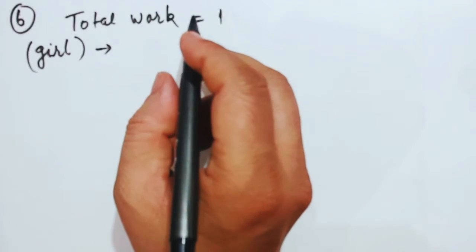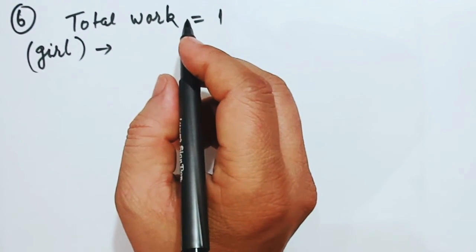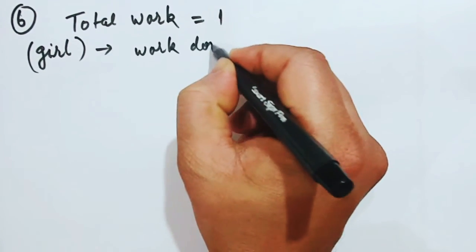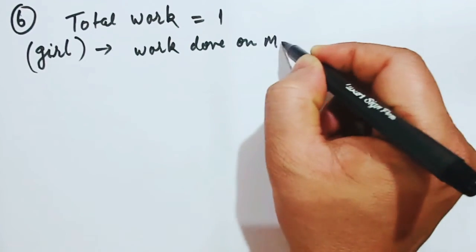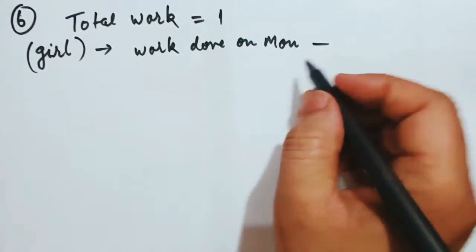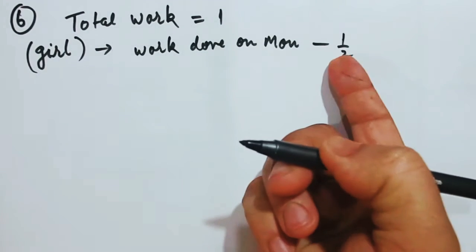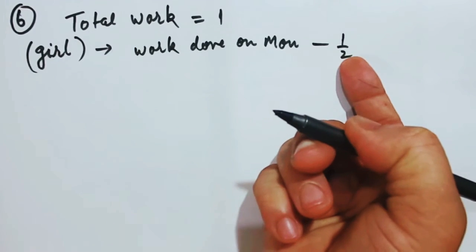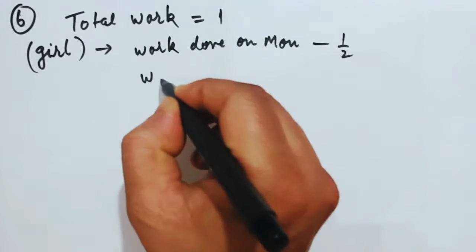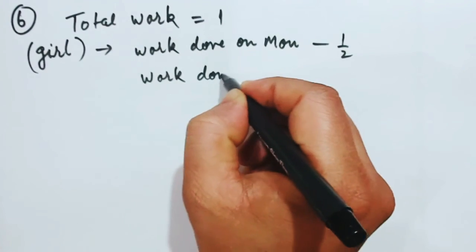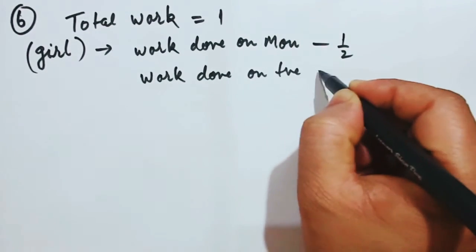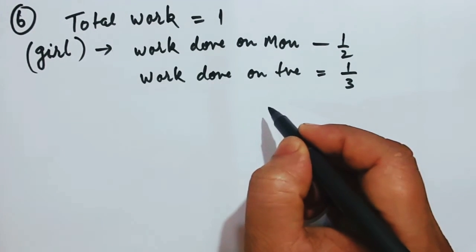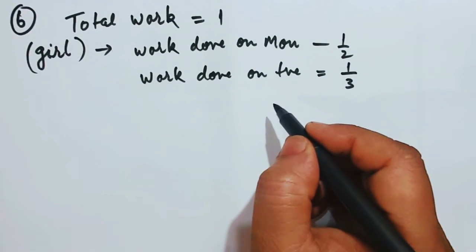So the girl over here, it says that work done on Monday is equal to half. Clear? This is the fraction of the work done by the girl on Monday. Now 1/3 of it on Tuesday. So work done on Tuesday is equal to how much? 1/3. Very good. What are they saying? They are saying find the remaining work.